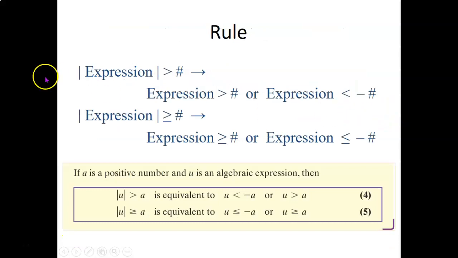So the rule here is whenever you have the absolute value of some expression greater than some particular positive number, that translates into, okay, the expression is greater than that number, or that expression is less than the negative of that number. If it's a greater than or equal to, same rule, but with or equal to's on your inequalities.